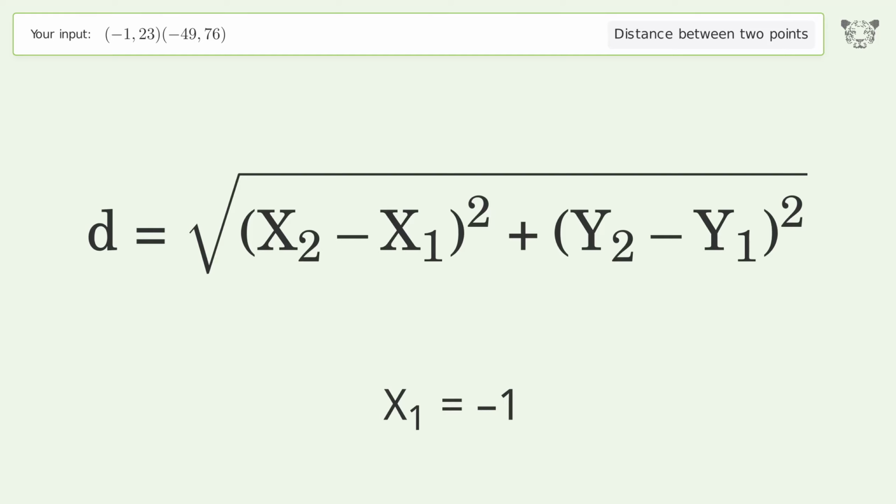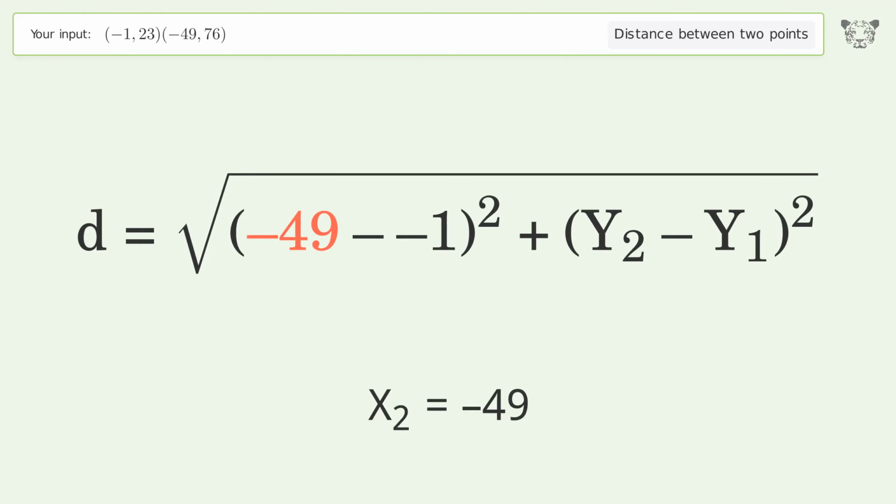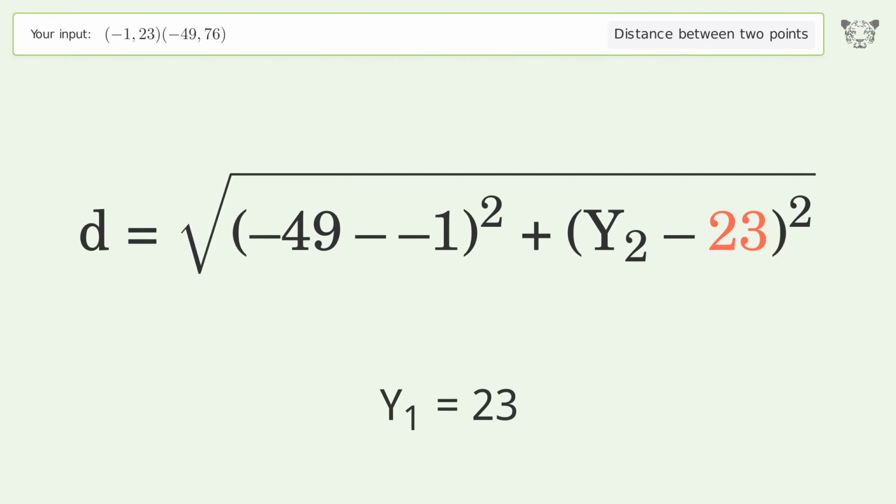x1 equals -1. x2 equals -49. y1 equals 23. y2 equals 76.